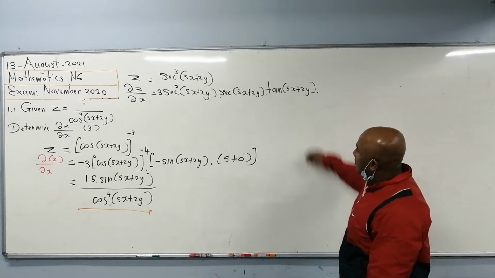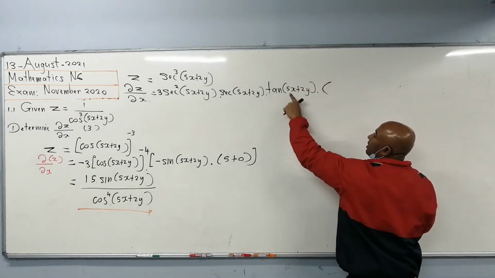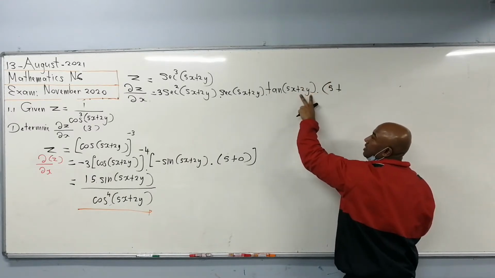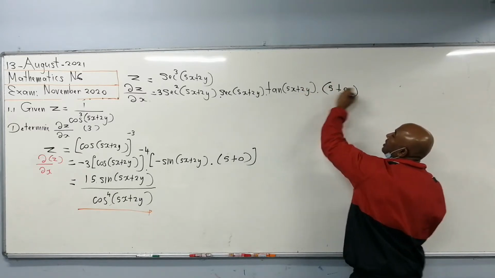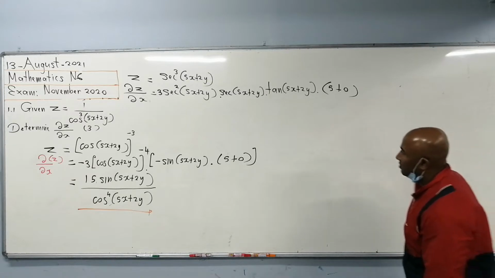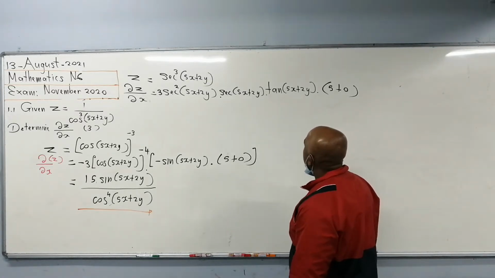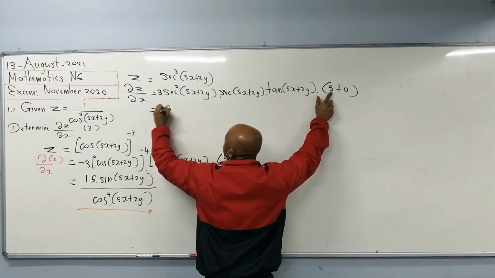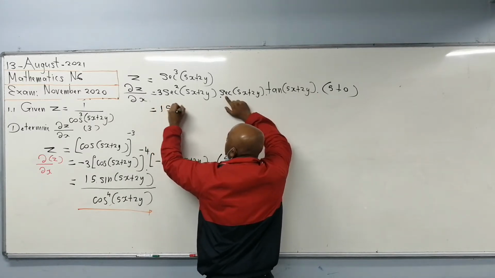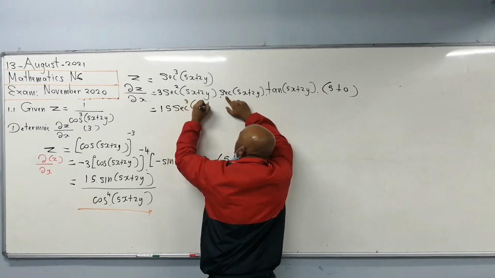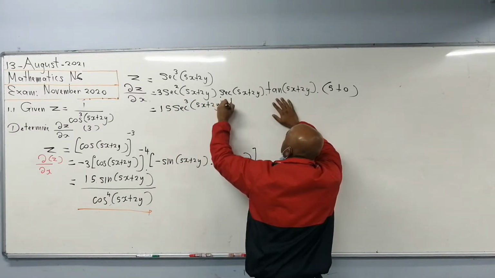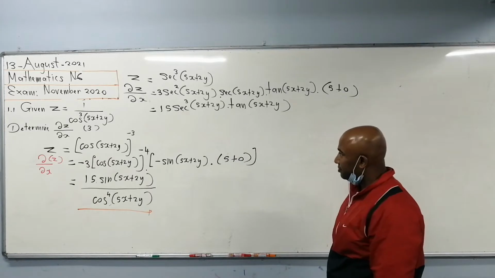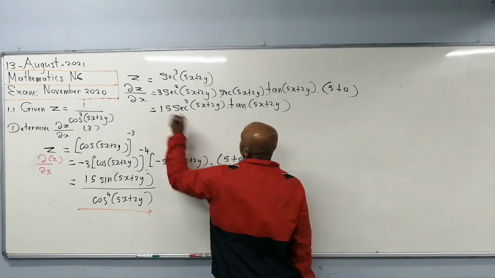Now at the end, we are differentiating the 5x plus 2y. The derivative of 5x is 5. And the derivative of a number, remember this is partial differentiation, so this is a constant, will be 0. Okay. What do we need to simplify here? So we got 3 times 5, which is 15 sec squared times sec, which will be sec to the power 3 of 5x plus 2y times tan of 5x plus 2y. Okay, and that's that. We don't need to simplify any further.